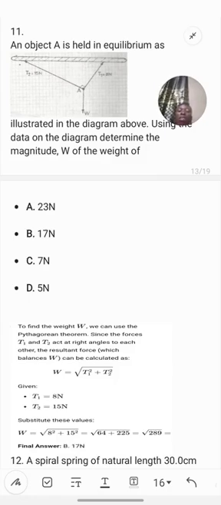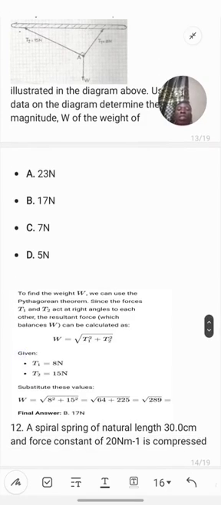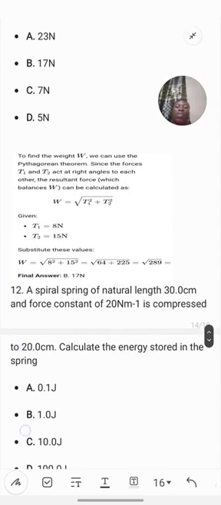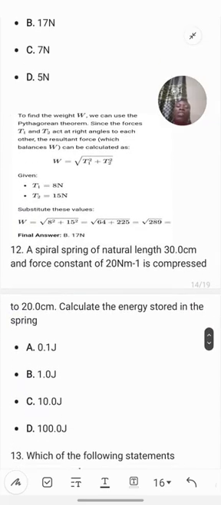So that would be 8 squared plus 15 squared, and that would be 64 plus 225 equals 289. That would be 17 Newton. Square root of 289, 17 Newton. So that is the weight.